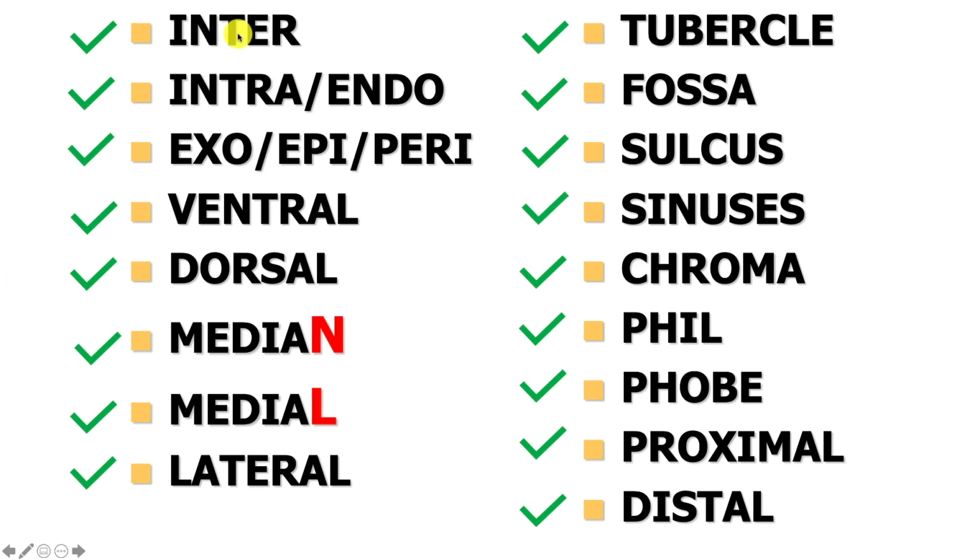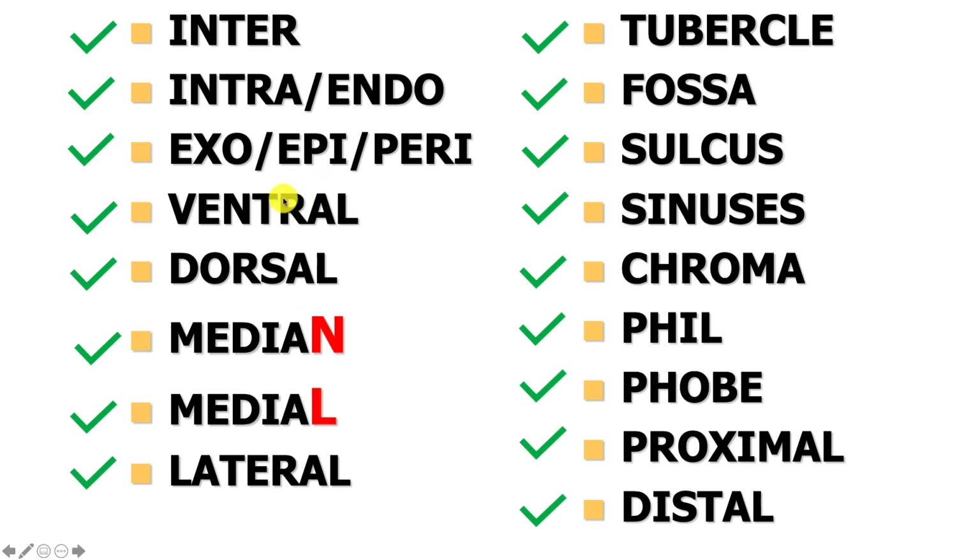Inter means in between, intra or endo means inside, exo means outside, epi means outside and above, peri means outside and surrounding. Ventral is the side of the organism which is facing the ground. In the case of humans, it is forwards. Dorsal is the side of the organism facing the sky. In the case of humans, it can also be backwards. So we saw what is ventral and what is dorsal.